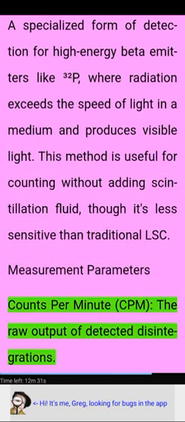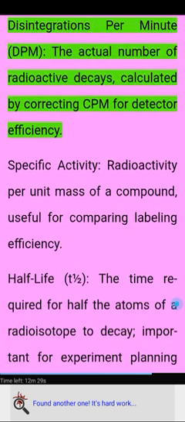Measurement parameters. Counts per minute (CPM), the raw output of detected disintegrations. Disintegrations per minute (DPM), the actual number of radioactive decays, calculated by correcting CPM for detector efficiency.